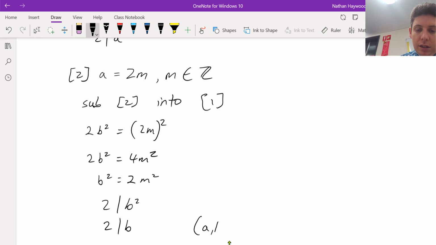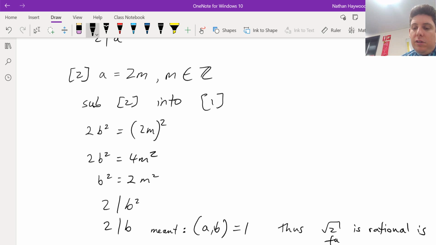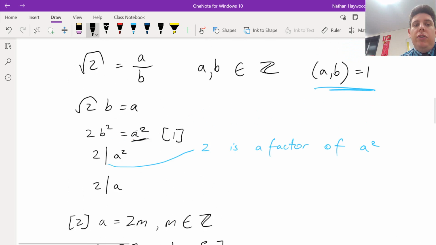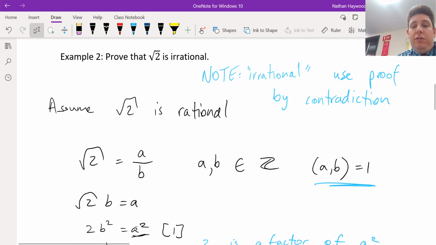a and b are meant to have a simplest factor of 1. So it's meant to be, so thus the square root of 2 being rational is false. And thus the original is true. Square root 2 is in fact irrational.